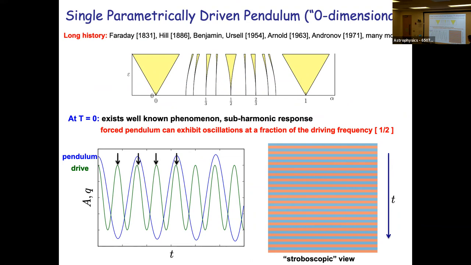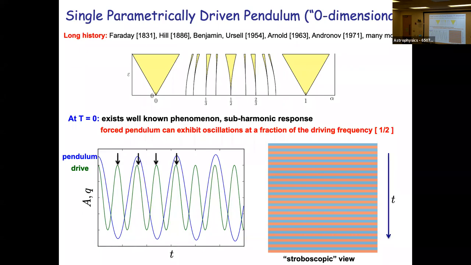At zero temperature, there exists, since Faraday, Arnold, and others, a very well-known phenomenon, which is that a forced pendulum can exhibit parametric resonances, aka oscillations at a fraction of the driving frequency. So literally a simple implementation in Mathematica, you're driving the pendulum at some frequency, but it responds, for example, at twice the period of that frequency. If you literally look at the state of the oscillator and you let time evolve forward, it goes back and forth, blue, red, blue, red, blue, red.